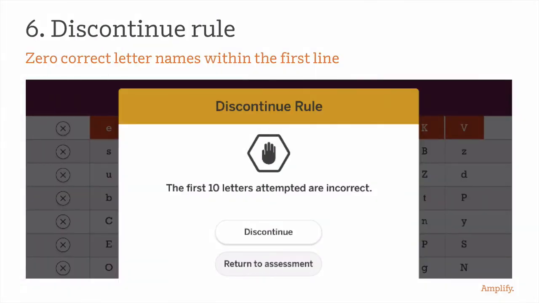Discontinue rule. If a student reads 0 correct letter names within the first line, discontinue LNF. MCLAS assigns the student a score of 0. Continue assessing with the remaining subtests.